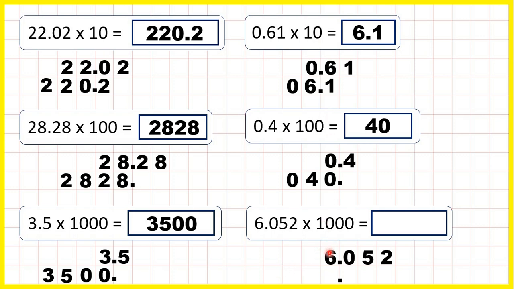So we can copy down this 6, 1, 2, 3 squares to the left, and do the same with all of our other digits. So now we have our decimal point at the end, which means we have a whole number. So our answer is 6052.